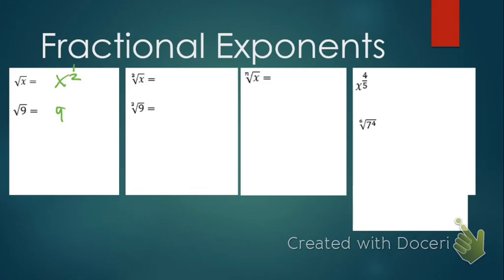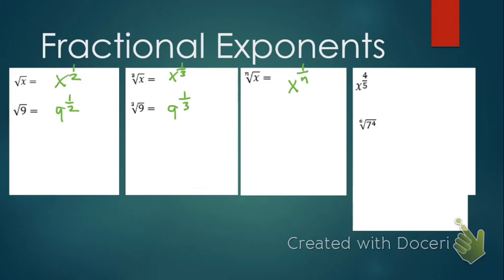Square root of 9 would be 9 to the 1/2 power. Cube root of x is going to be rewritten as x to the 1/3 power. Cube root of 9 can be written as 9 to the 1/3 power. The nth root of x, which means any number you put there, can be written as x to the 1/n. Alright, what you're going to have to do is be able to translate back and forth.